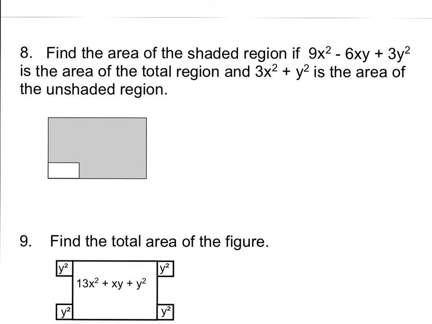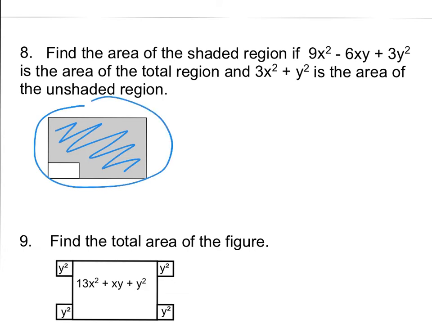Okay, so let's look at number 8. Find the area of the shaded region if 9x squared minus 6xy plus 3y squared is the area of the total region, and 3x squared plus y squared is the area of the unshaded. Okay, so we want to find this. We know the total, and we know this little piece right here. So let's think about it in words. If we know the total, and we know this little unshaded piece, we can subtract the unshaded piece out, and that's going to leave us with our shaded.